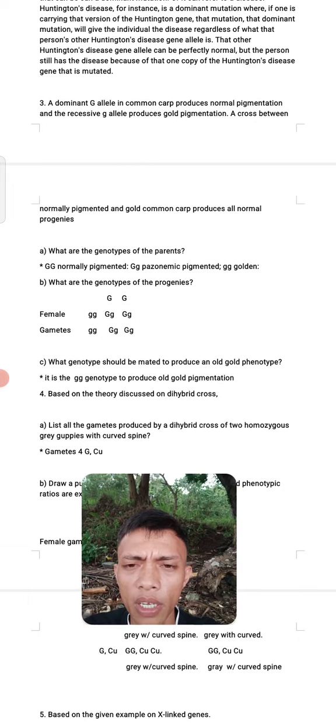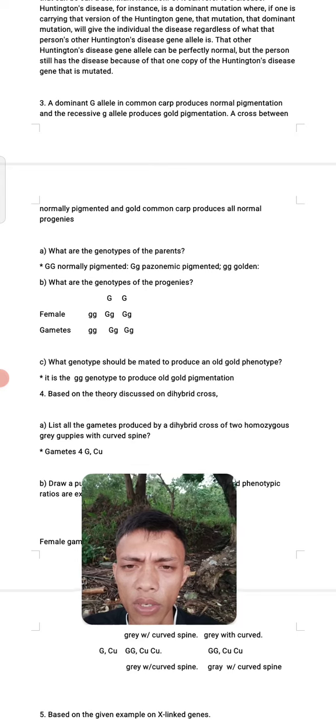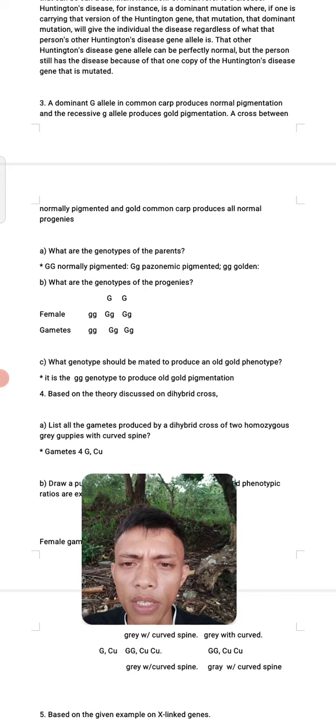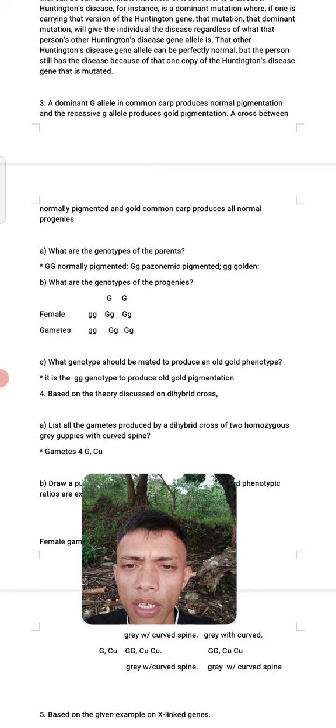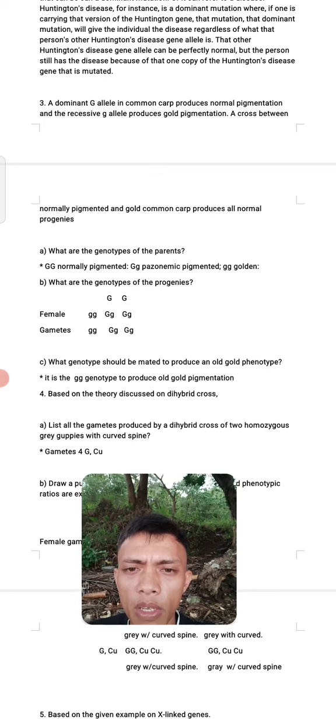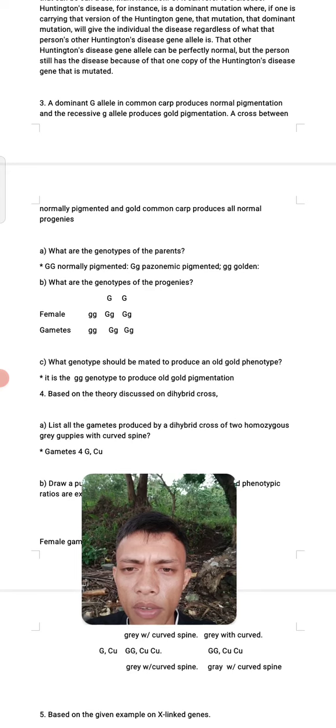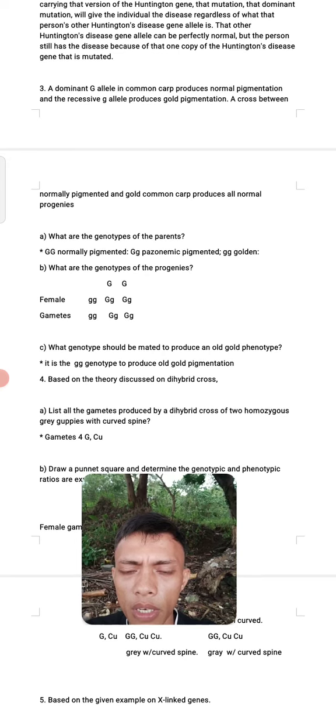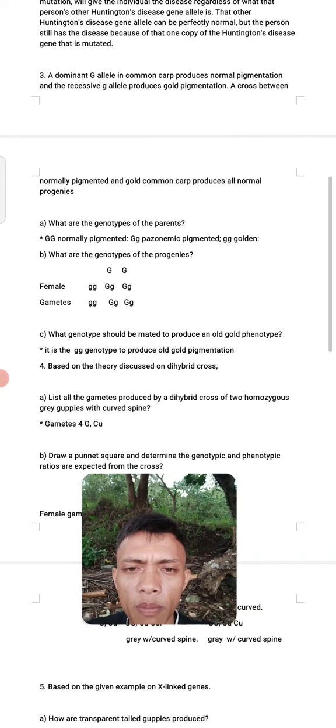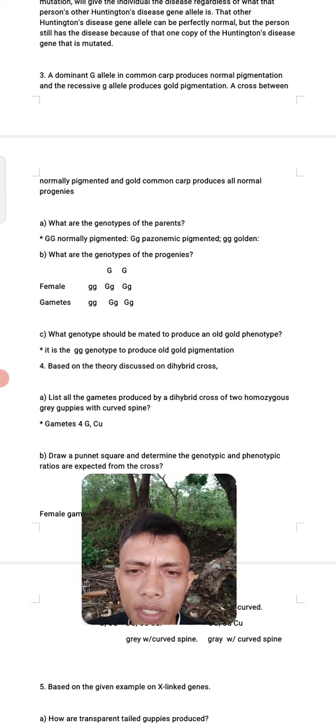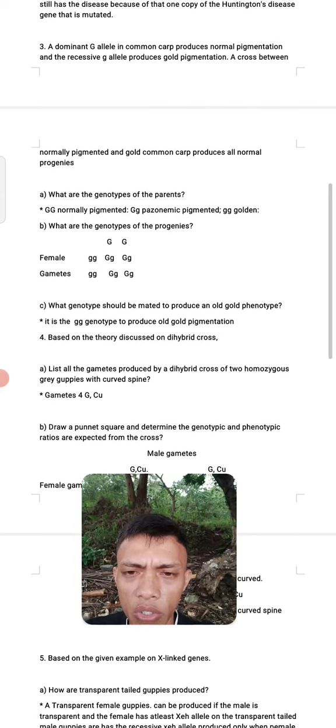So here are the examples. Here are the answers. Female gametes and male gametes: Gg, Gg, Gg and Gg. Letter C. What genotype should be mated to produce an all-gold phenotype? It is the gg genotype to produce all-gold pigmentation.